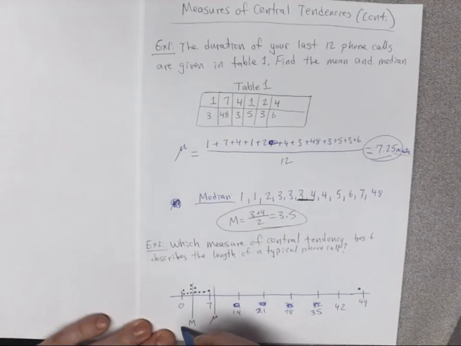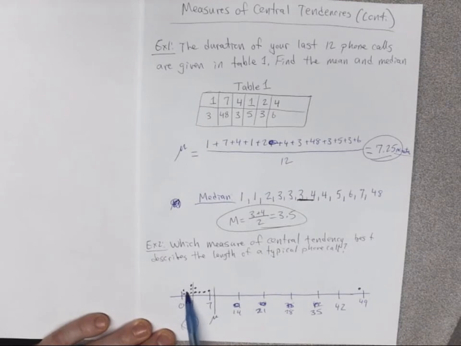The median does, because it lies closer or in center of the bulk of the data, whereas the mean is pushed way out here, and there's 11 phone calls on this side of the mean and only 1 out here. The reason is because the mean is affected by very large values. So this value of 48 is affecting the mean.